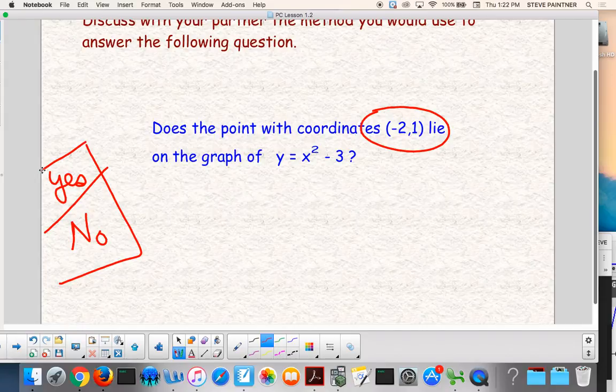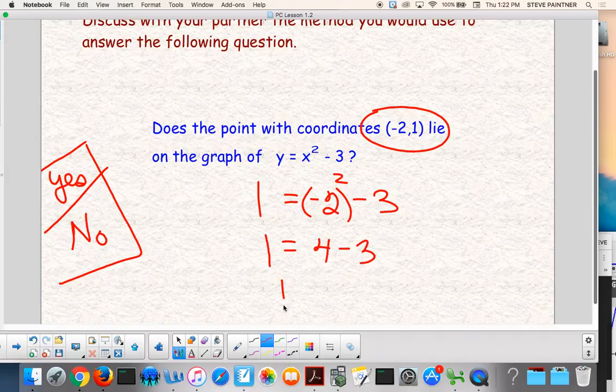Yes or no? Did it fall on the graph? Yes. Okay. How did you and your partner say? Let's do it this way, John. I plugged it in. I plugged negative 2 in for x and 1 in for y. So negative 2 squared is 4, and subtract 3, that's 1. Okay, so you went negative 2 for x, squared it, minus 3, and put the 1 in for y. Then you got 1 equals 4 minus 3, which is 1. 1 equals 1. Is that true? Sure. So this is true.